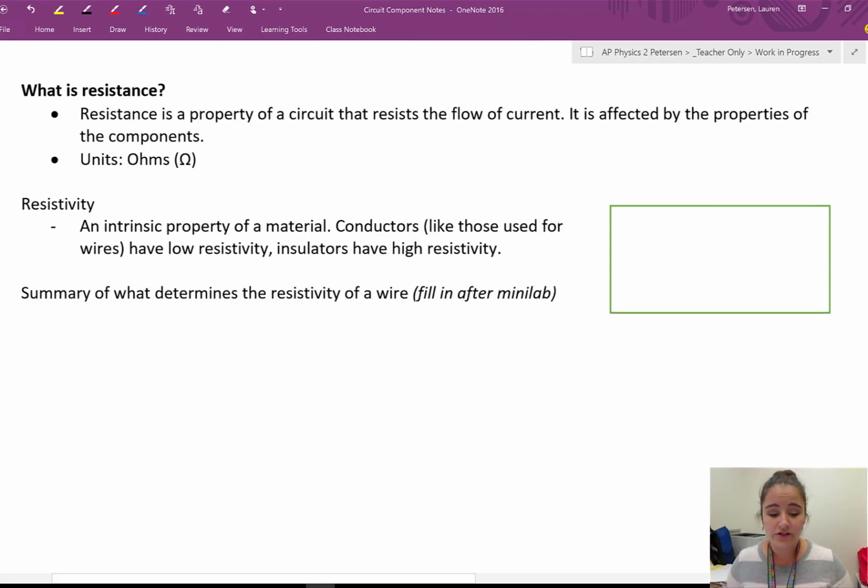Now, all of our circuits are also going to have some resistance. So when we talk about resistance in general, we're talking about a property of a circuit to resist the flow of current. If you have a circuit with low resistance, it doesn't resist the flow of current that much, and current flows more freely than in, say, a circuit with high resistance. The units for resistance are the ohms.